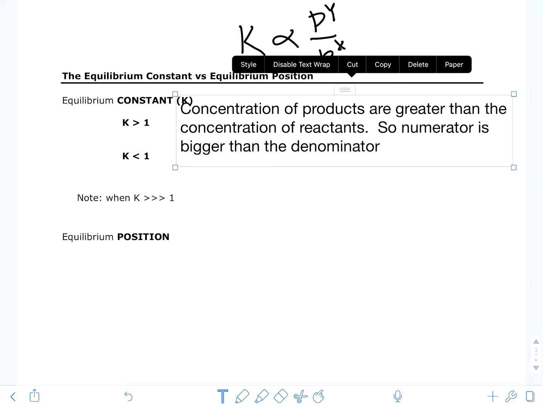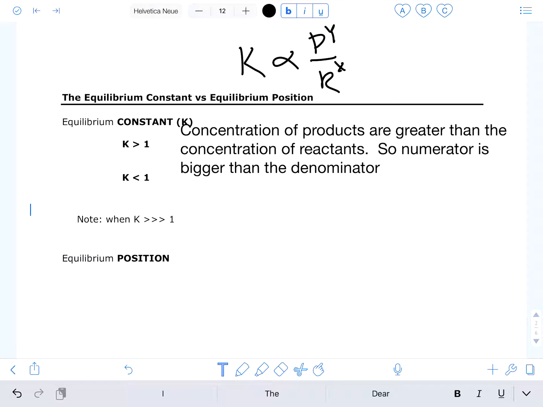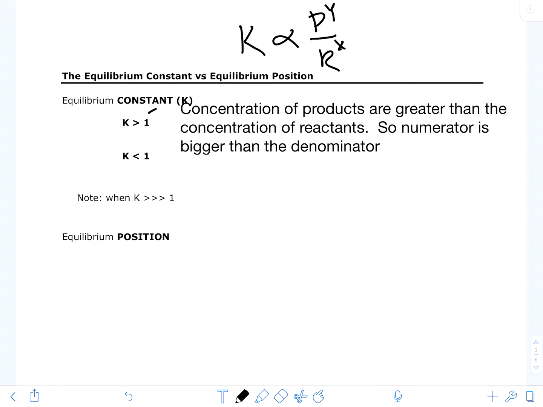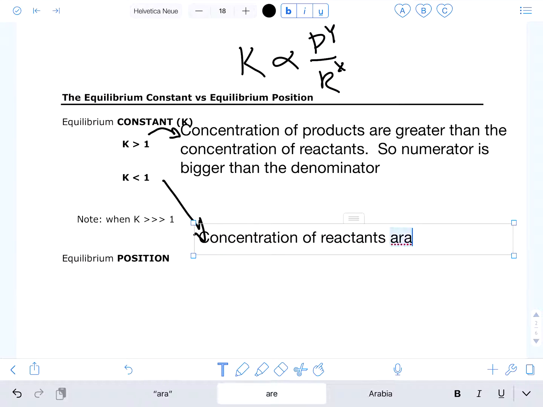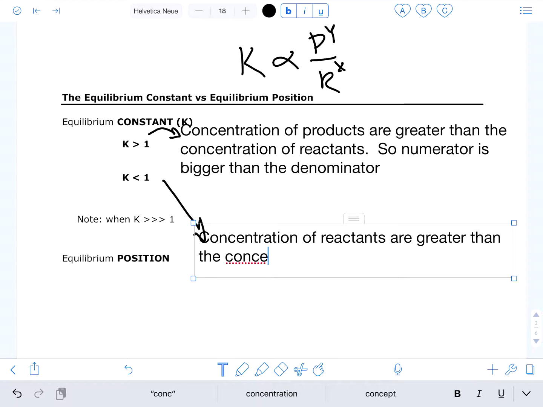Now, you could have the opposite, which is K is less than 1. So when K is less than 1, you're going to have the concentration of reactants being bigger than the concentration of the products. So the denominator is bigger.